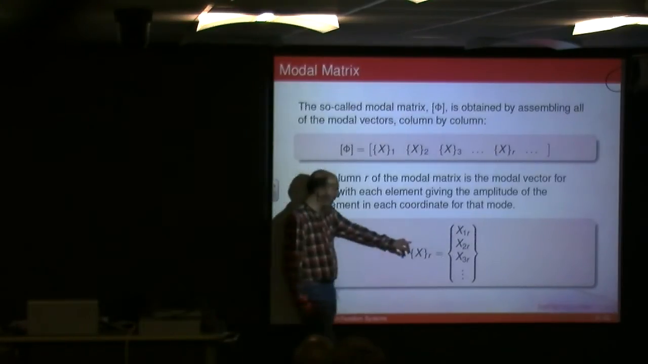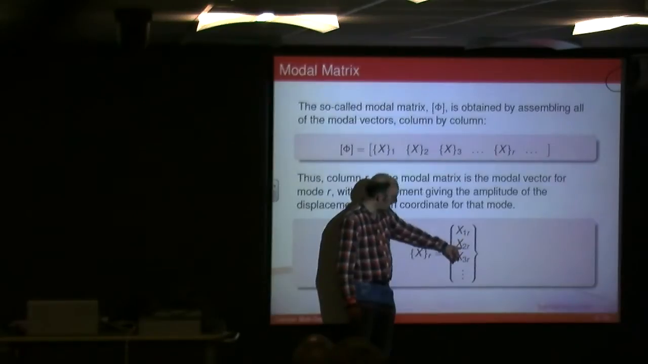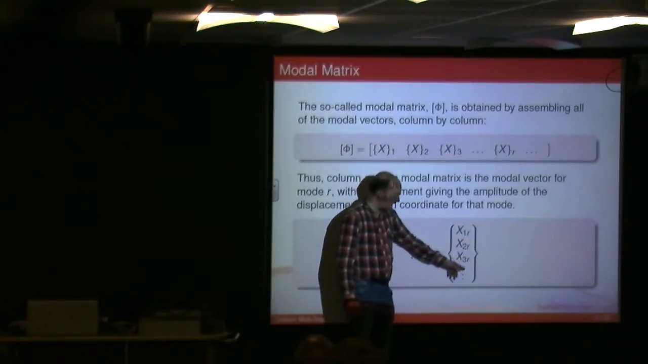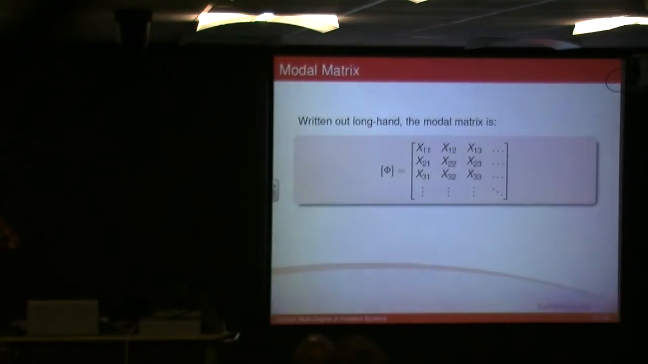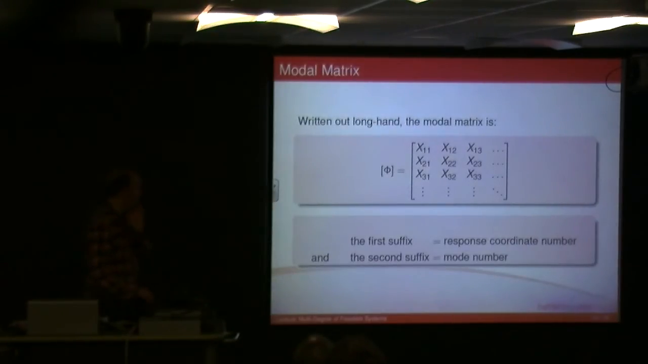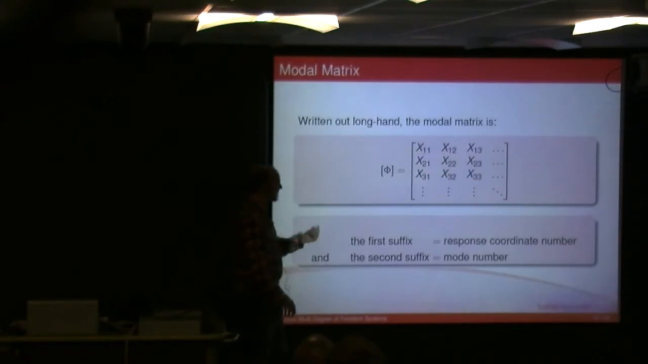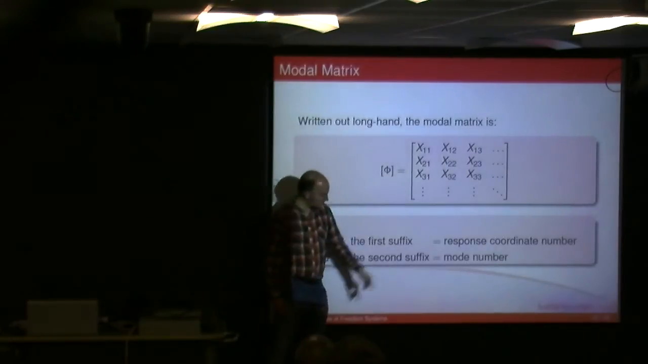Here we've got mass 1, mass 2, mass 3, and this is the mode. The first value in the suffix will be the specific mass you're talking about. The second value in the suffix will be the mode that you're talking about. So there's the starting 3 by 3. The first suffix is the response coordinate number, so we're dealing with mass 1, mass 2, mass 3, and the second one is the mode number.